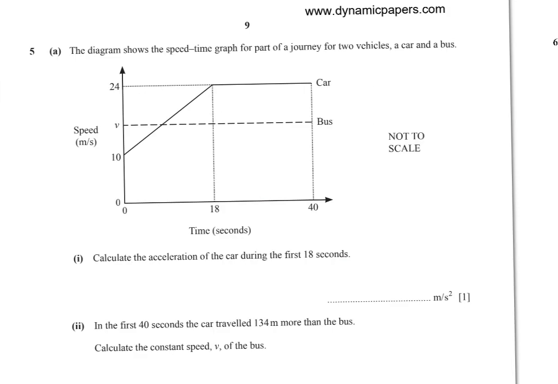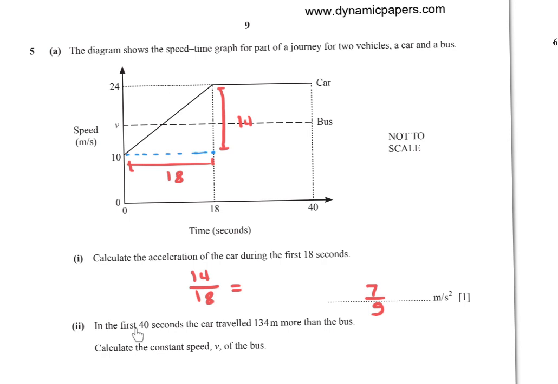Number 5. The diagram shows the speed time graph for part of the journey of two vehicles, a car and a bus. Calculate the acceleration of the car during the first 18 seconds. We need to find the acceleration. So rise over run. The rise 24 minus 10, which is 14. Run equals 18. So 14 over 18 equals 7 over 9.